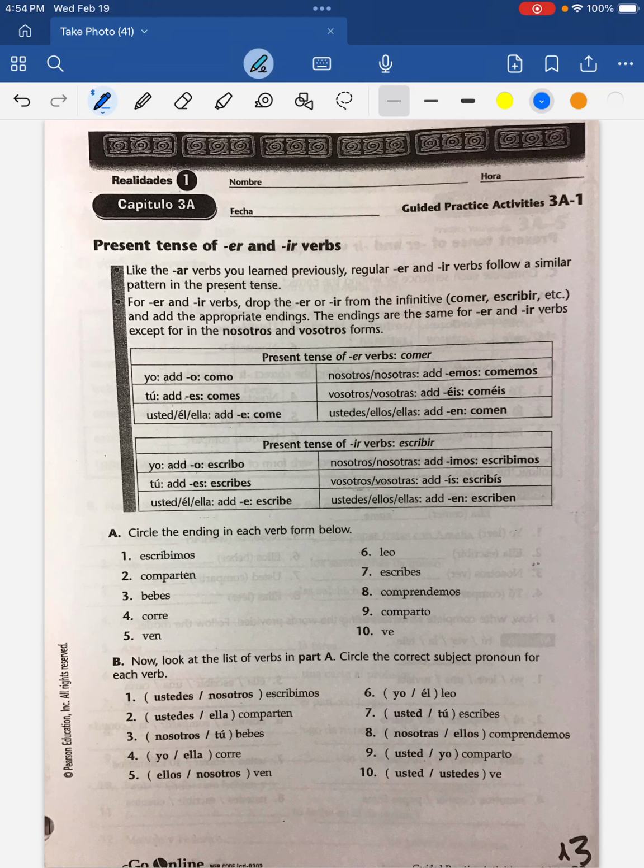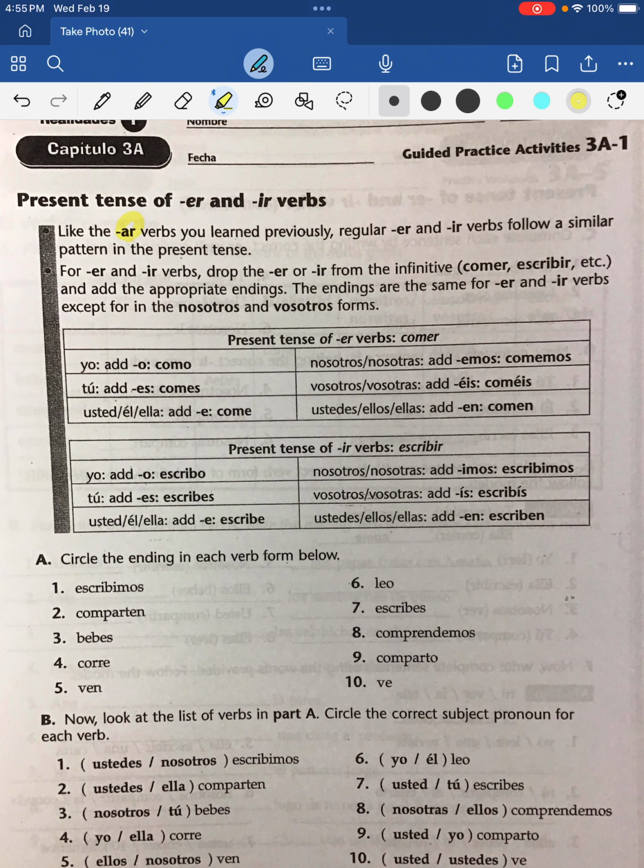All right, ladies and gentlemen, we are looking at the present tense of ER and IR verbs. That means someone does this activity or someone is doing this activity. So, thinking about AR verbs first, we remember conjugating AR verbs. That's when we're dropping the AR and we're going to add different endings. So, AR verbs have the o, as, a, amos, an endings.